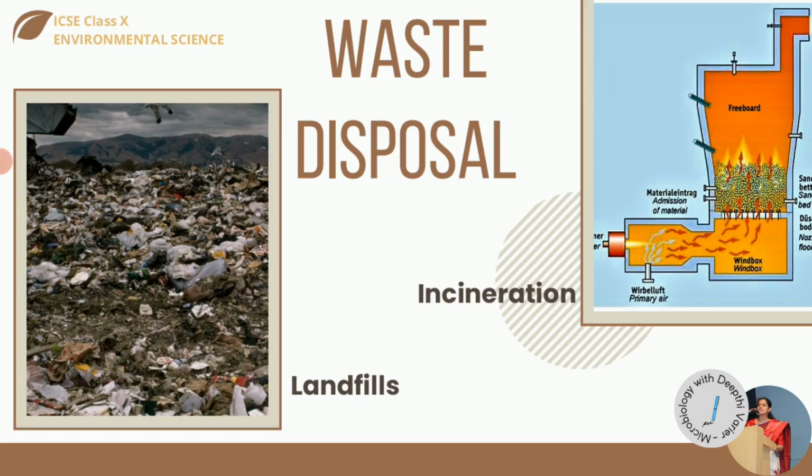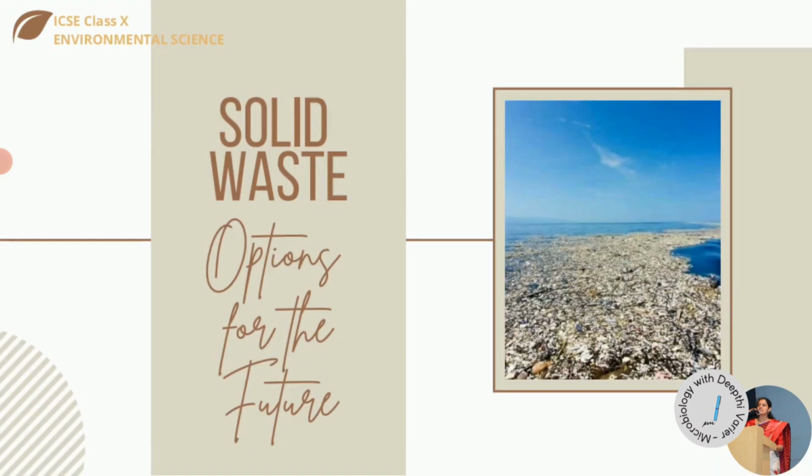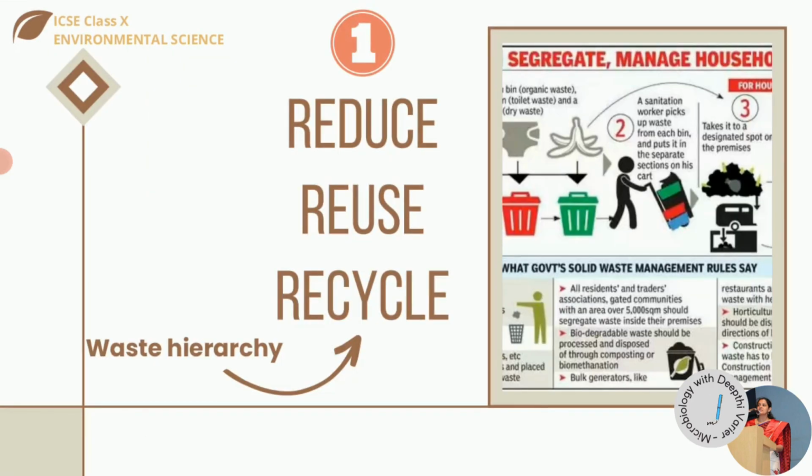But this is not the final solution. This is not the final answer. We have now come up with better answers, and those are the options that we are going to see. So the first option, or you can say the best answer for all of this, the easiest way to manage waste is by following the principle of 3 R's. What are the 3 R's? Reduce, reuse, and recycle in this hierarchy. This is the waste hierarchy.